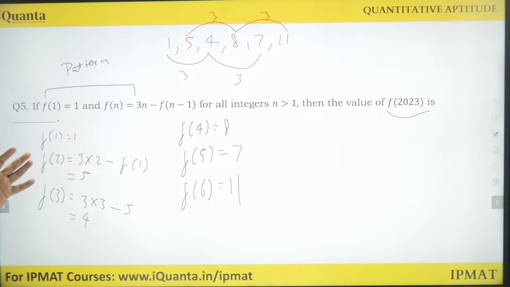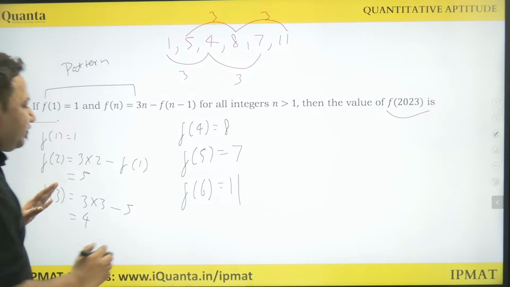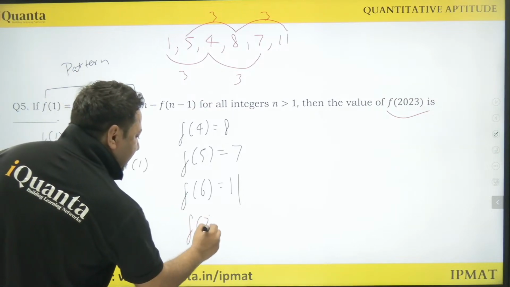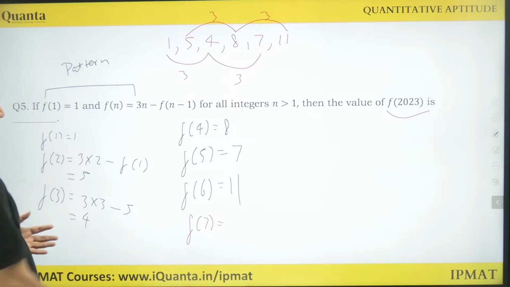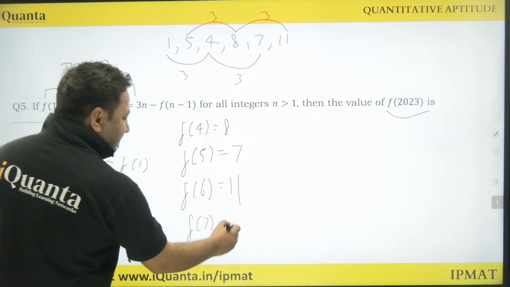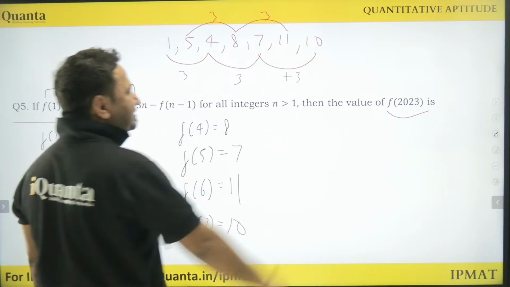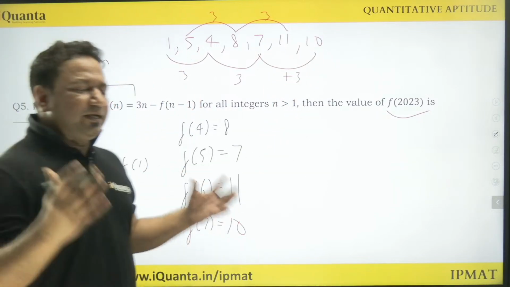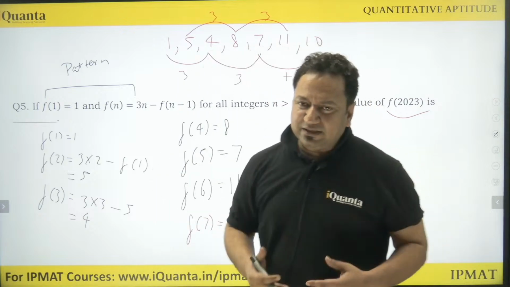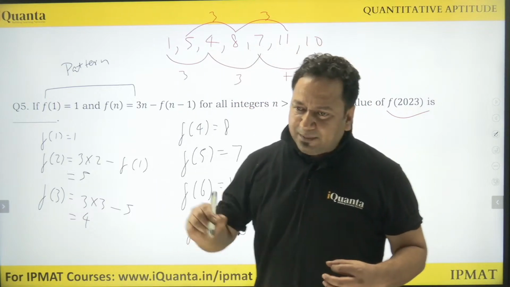To confirm that it is correct, I will calculate just one more and see whether the pattern that I have seen is correct or not. 3 into 7 is 21, minus 11 is 10. If I put 10 over here, 7 plus 3 is 10. Yes, so the pattern is correct. So basically there are two series placed in between, sandwiched, which are at a gap of 3 intervals.